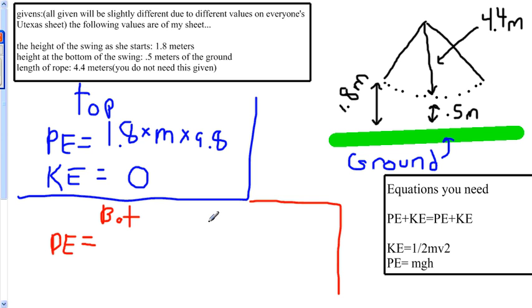All right. So, unlike Matt was saying, there is potential energy at the bottom. At the bottom, potential energy equals mass, which, again, doesn't matter yet, and you'll see why in a sec, times acceleration due to gravity, which is 9.8, times the height, which, as you can see over here, is 0.5 meter.